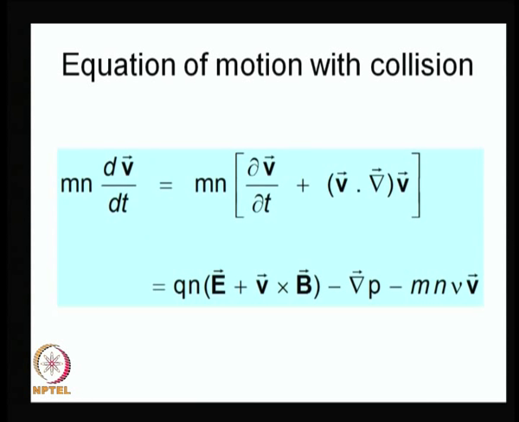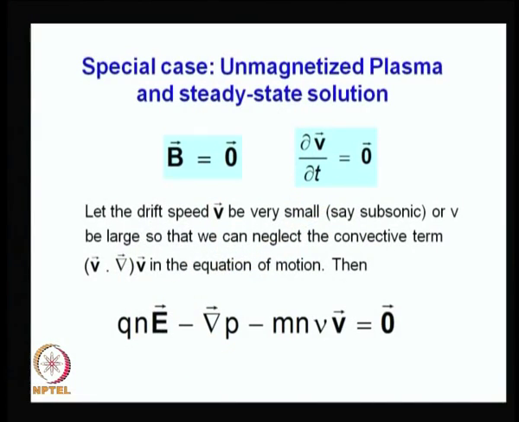We solve this equation of motion under certain simplifying assumptions. Firstly, we consider the case of unmagnetized plasma. We will take up magnetized plasmas later and take the v cross B term also, but not today. So, for unmagnetized plasma, B is equal to 0. Further, we take only the steady state solution of the equation of motion, so we put del v upon del t also equal to 0. And we make another assumption. Physics is all about simplifying the problems. We assume that the drift velocity is very small, so that the second order convective term, the v dot grad v term, can be neglected in the equation of motion.